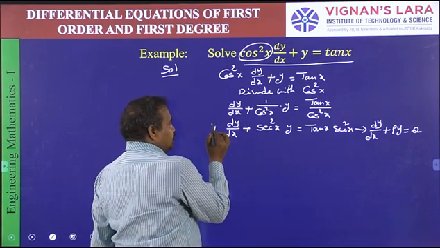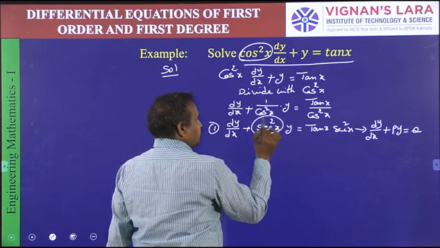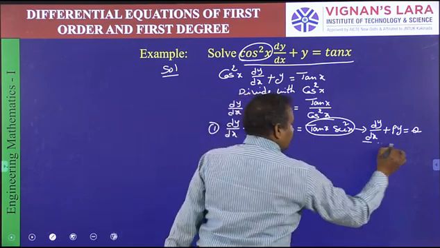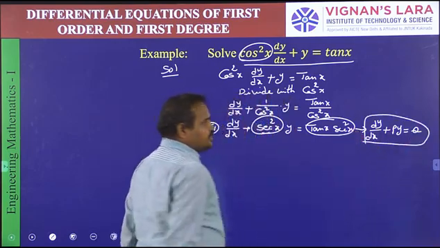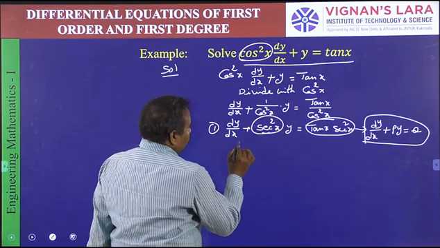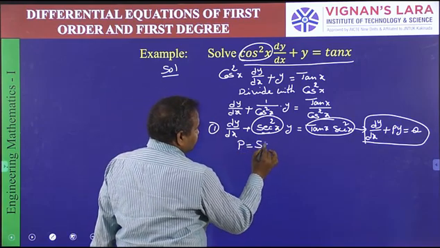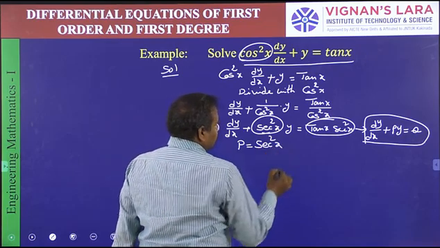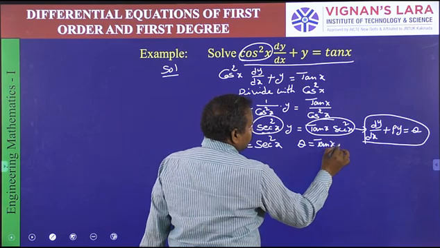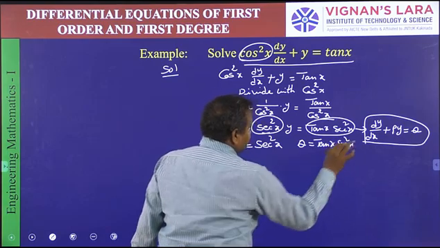Check this: the coefficient of dy by dx should be 1, the y coefficient is in terms of x, and the right side is in terms of x. So it is in the standard form dy by dx plus p into y is equal to q, which is linear in y. Now what is the value of p? Secant square x. And q is tan x into secant square x.